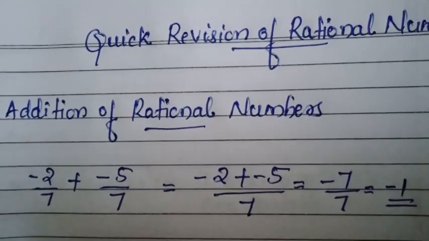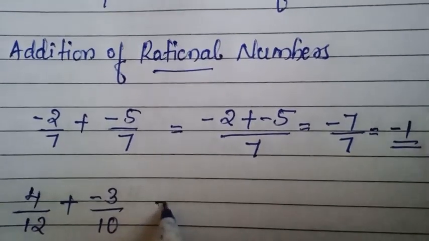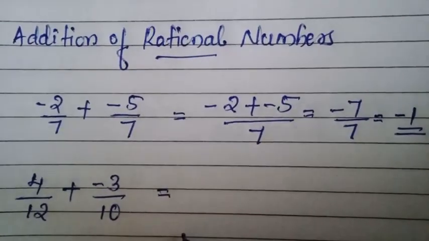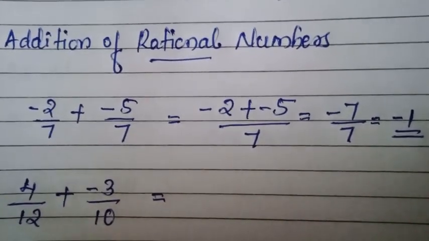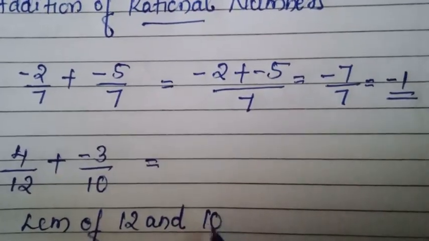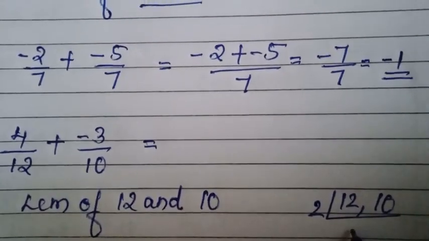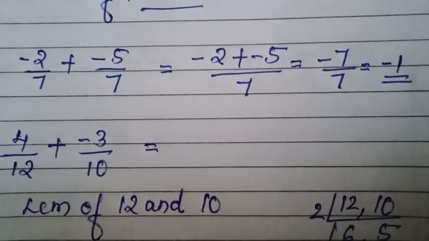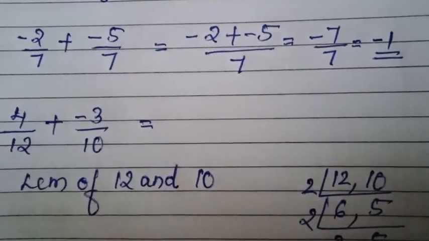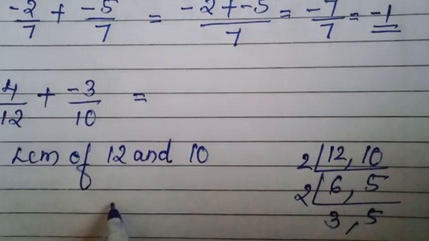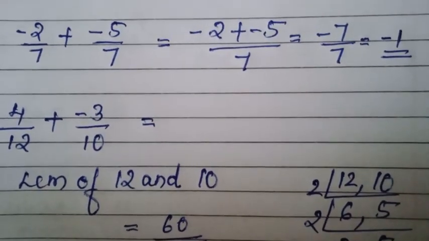Okay. 4 divided by 12 plus minus 3 divided by 10. Look at the denominators. These are different denominators. Is it? So shall we take the LCM of 12 and 10? We should take the LCM. Prime number 2: 6 2s are 12, 5 again with the 2, 3, 5. Is it? So LCM is 2 2s are 4, 4 3s are 12, 12 5s are 60. So LCM is 60.